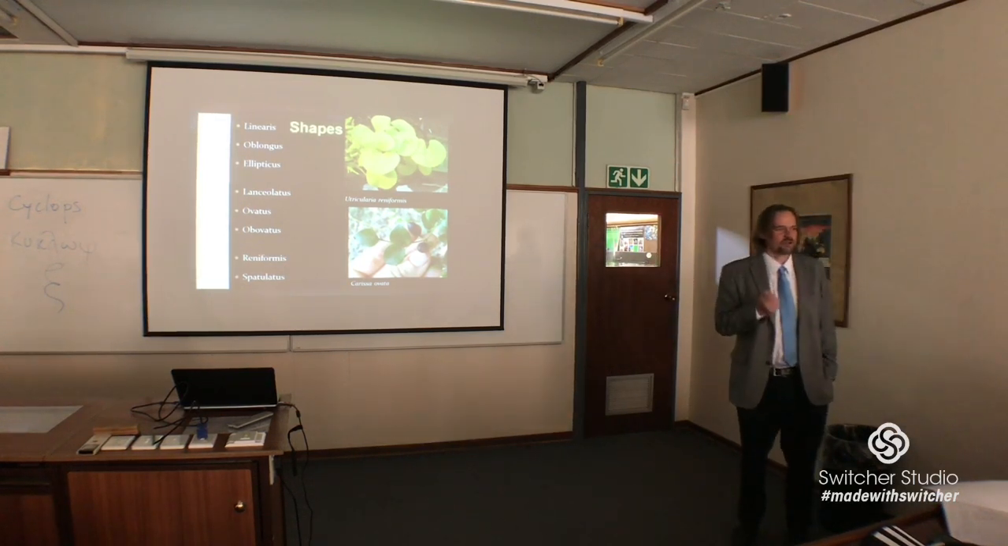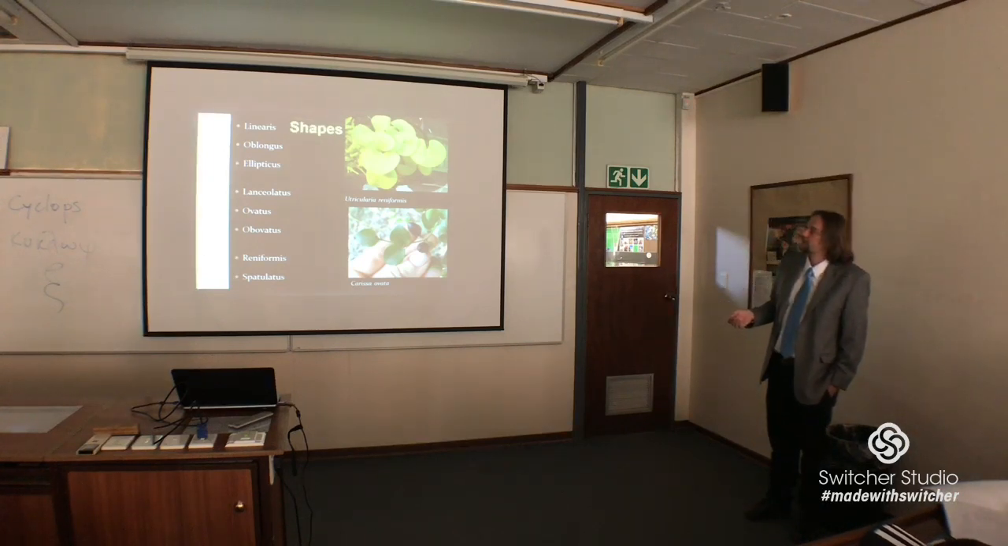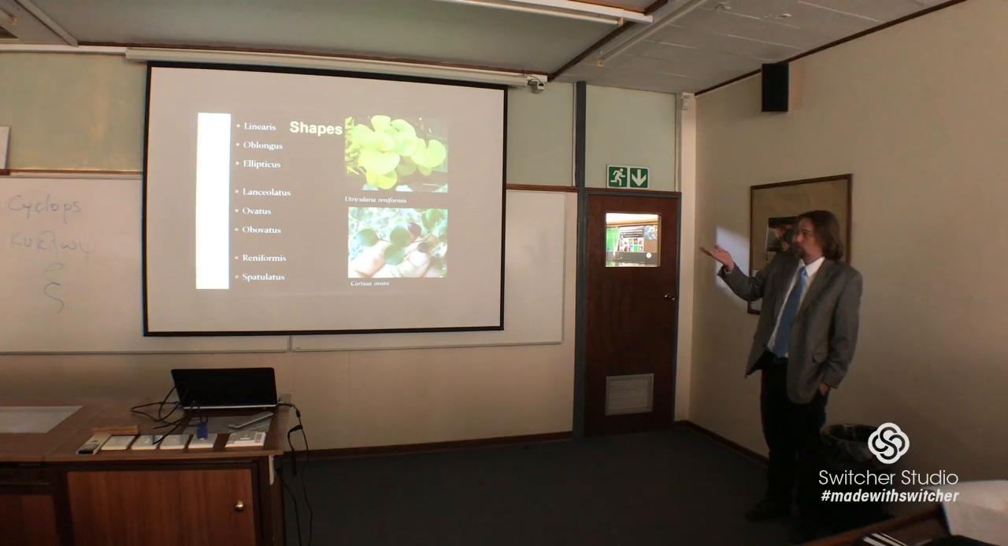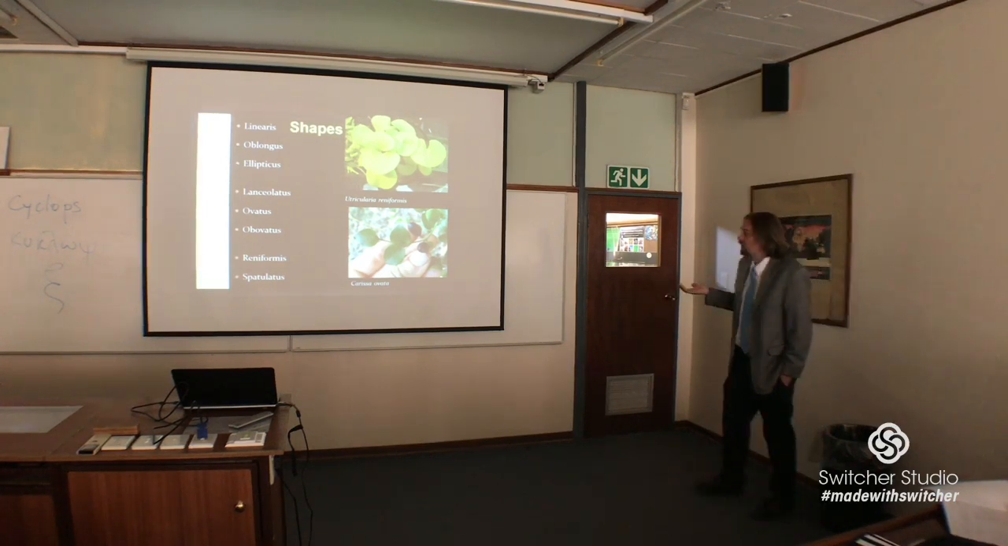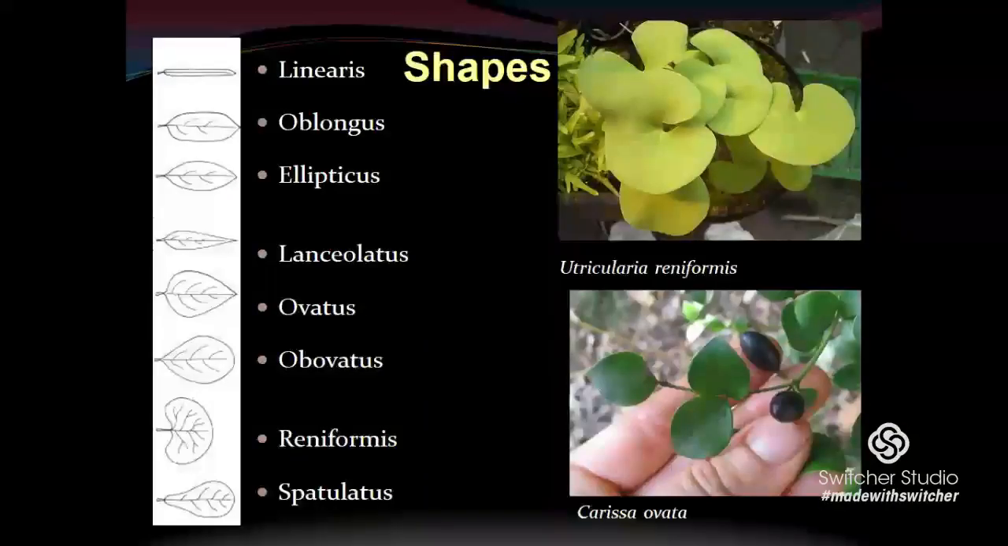Spatulatus, you know what a spatula looks like? Spatulatus. Linearis, easy enough. Oblongus, easy enough. Ovatus, there is the Carissa ovata, named after the leaf shape. And then, if you have ovatus one way and it's the other way around, it's obovatus. It's ovatus just the other way around. It's very simple. Lanceolatus, it's shaped like a little lance.